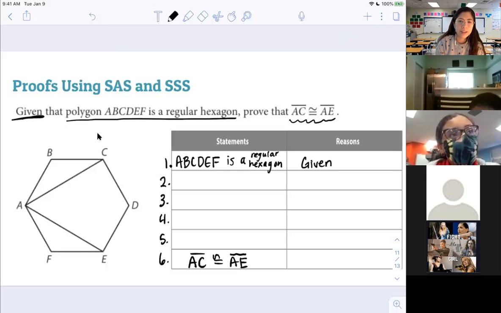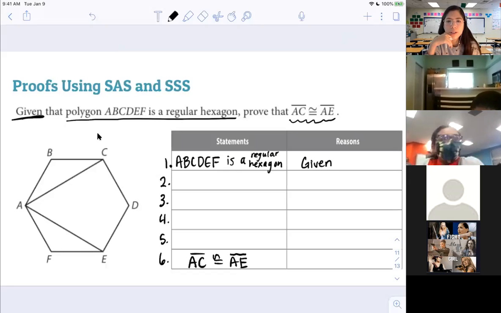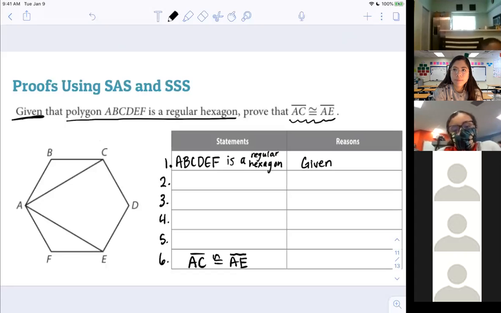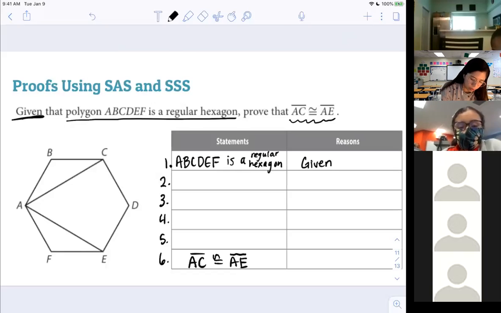So let's think about it. What is a regular hexagon? We've seen it before. What does the word regular mean? Normal. Okay, be more specific. Anyone can jump in. I can't jump. I'm sitting in a chair. So it's got 6 sides because it's a hexagon. That's true. And what's true about all of those sides? They're equal. Exactly. They are equal.